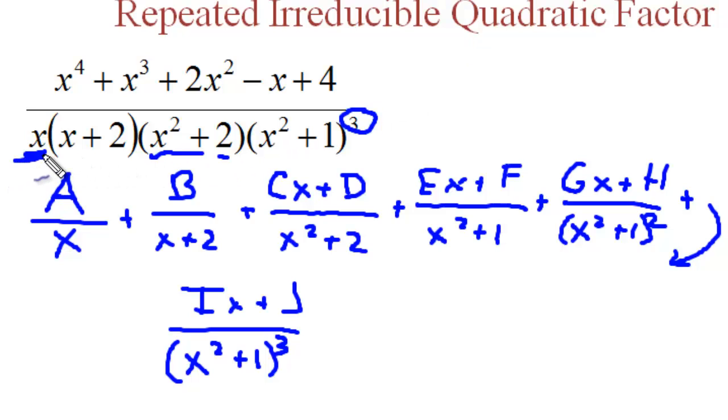This first one and the second one are linear, and so they will just be under the single variable a and b. As soon as you get into the quadratic, then you need the cx plus d, and when you get into the repeated, you must have it one time for each of the exponents there. So there's the 1, 2, and 3.